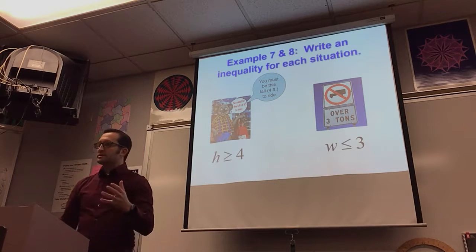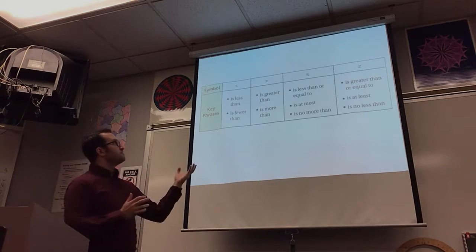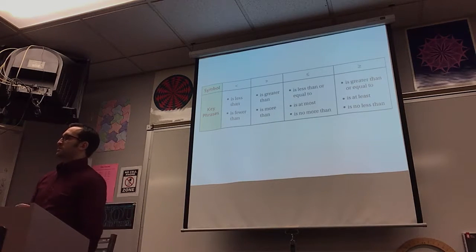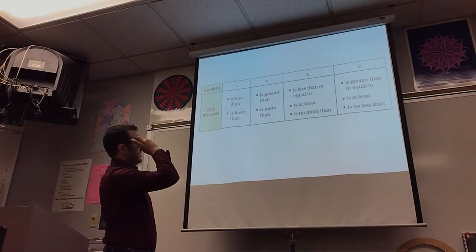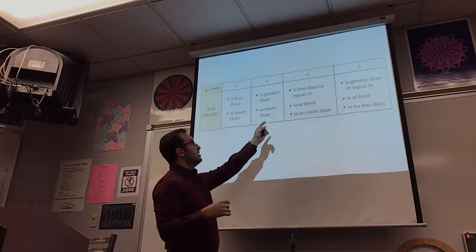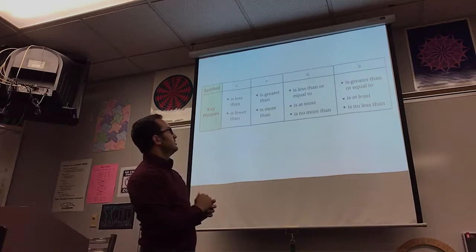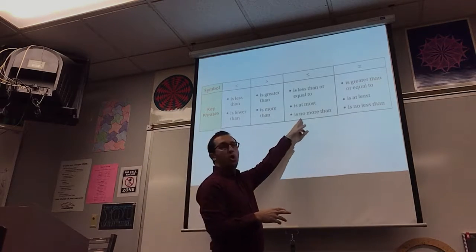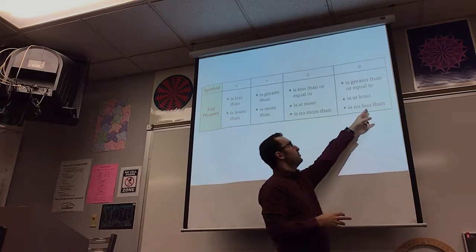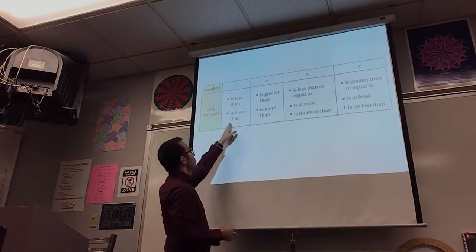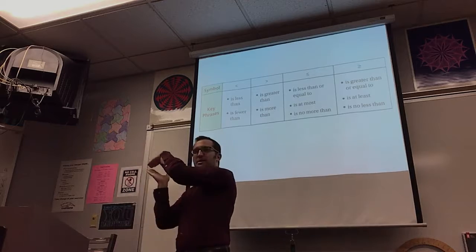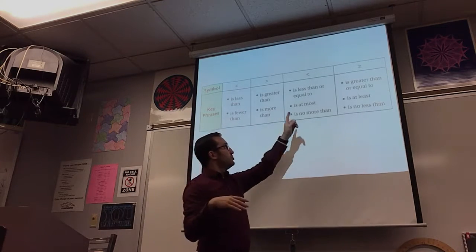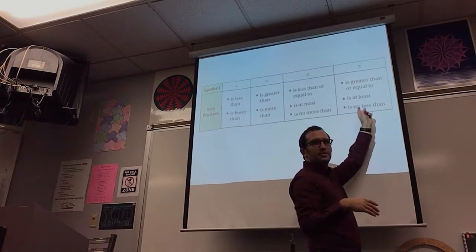There's a table in your notes. These words mean these things. Less than or fewer than, greater than. The ones that are a little bit tricky are no more than and no less than. As you look, fewer than or less than is an arrow pointing to the left. No less than is an arrow pointing to the right.